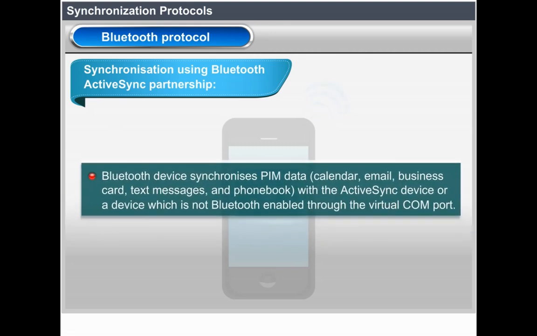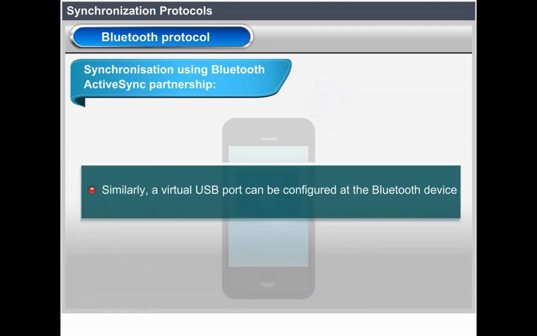Bluetooth device synchronizes PIM data, calendar, email, business card, text messages, and phone book with the Active Sync device or a device which is not Bluetooth enabled through the virtual COM port. Similarly, a virtual USB port can be configured at the Bluetooth device.